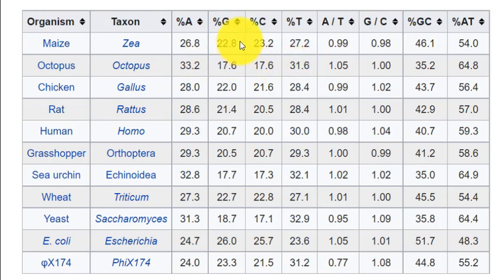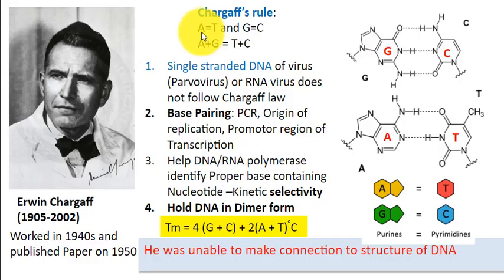He also noted that when you add adenine and guanine together, the sum is equal to cytosine and thymine. He proposed his finding: percentage of adenine is equal to percentage of thymine, and percentage of guanine is equal to percentage of cytosine. And adenine plus guanine, that is purines, is equal to pyrimidines. He did this work in the late 1940s, and he published the paper in the 1950s.